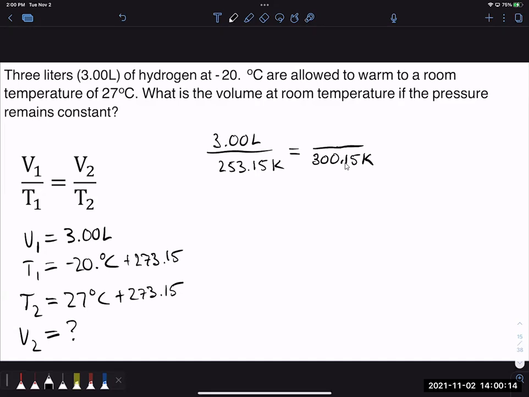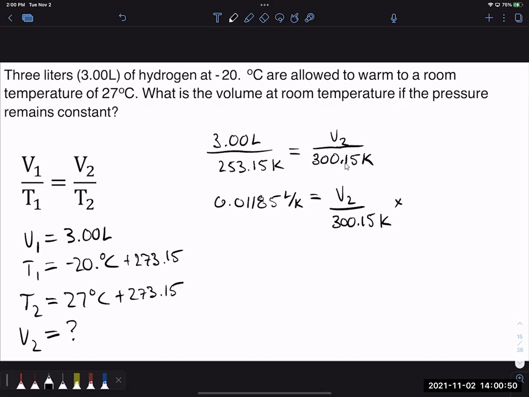And then our volume, V2, is what we're looking for. We'll do this side first: 3 liters divided by 253.15. And we'll get 0.01185. This is going to be liters per Kelvin. And then we're going to have V2 over 300.15 Kelvin.